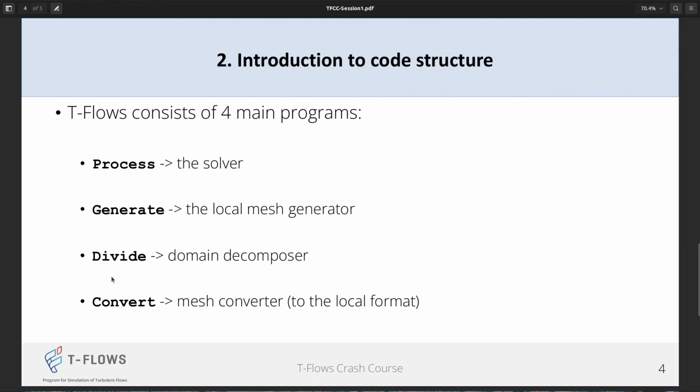The third software is divide, which is the domain decomposer when you deal with parallel processing of your code. If you run the code in parallel, then you need to decompose the domain on several processors, and the main functionality of this software is to do exactly that, to decompose your domain onto the number of processors that you like to request, and then you start solving on these several processors.